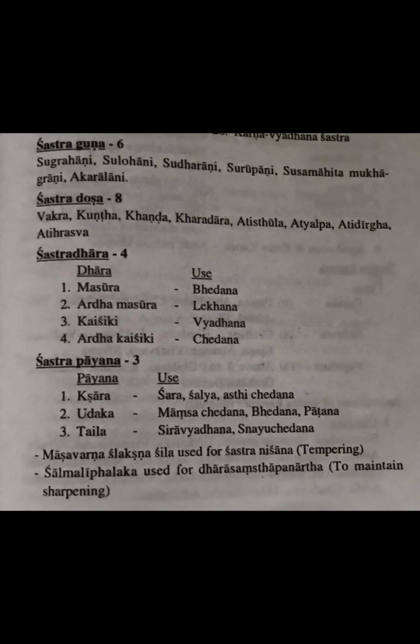Masura, like Masura Pramana, is used for Bhedana Karma. Ardha Masura is used for Lekhana Karma. Kaishigi is used for Vyadhana Karma. Then Ardha Kaishigi is used for Chedana Karma. So this Shastradhara is also important. Masura Akruti is used for Bhedana Karma, Ardha Masura for Lekhana Karma, Kaishigi for Vyadhana Karma, Ardha Kaishigi for Chedana Karma.